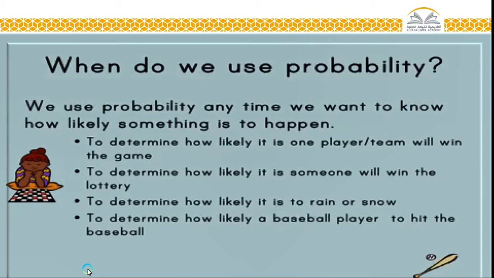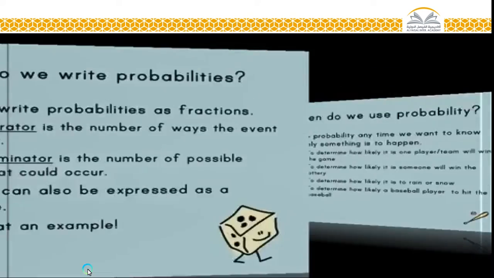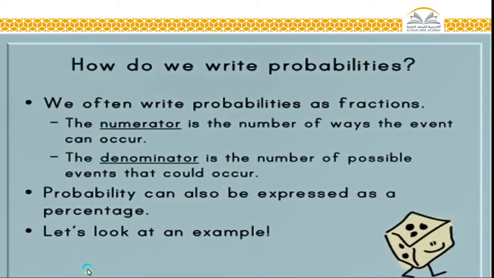For example, how likely is it that one player or team will win the game? How likely is it that I will win the lottery? How likely is it to rain or snow today? We can also use probability to determine how likely a baseball player is to hit the baseball when he's at bat. We often write probabilities as fractions. When we do this, the numerator shows us the number of ways an event can occur, while the denominator tells us the number of possible events that could occur. Probability can also be expressed as a percentage, as you saw in the example with the weather report.